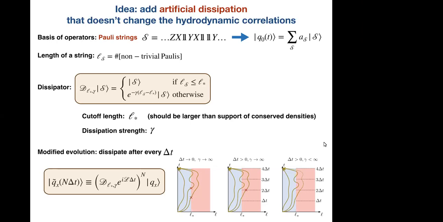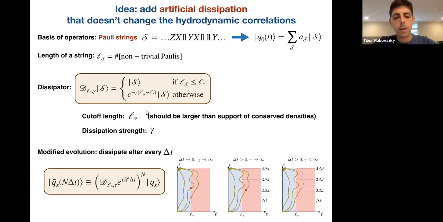And maybe a quick second question. Earlier you said you had this tuning parameter. Is that this gamma, that if you make gamma small enough, things don't change? It's basically both of these, the gamma and the L star.